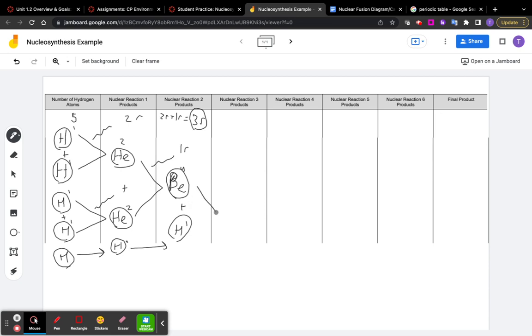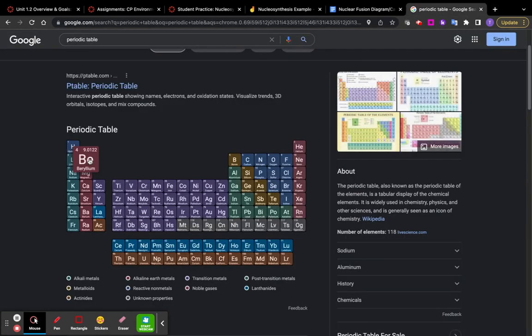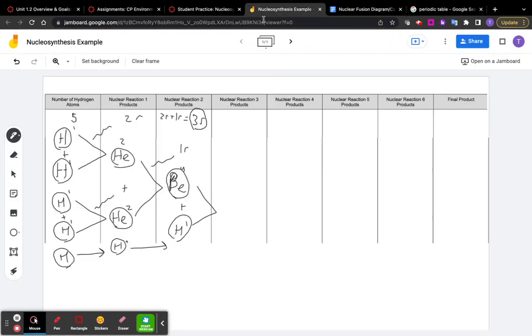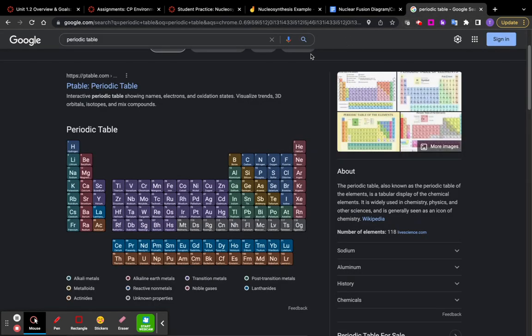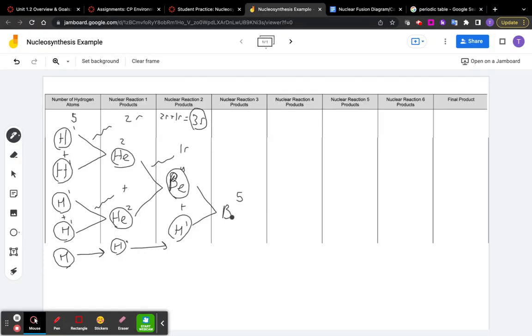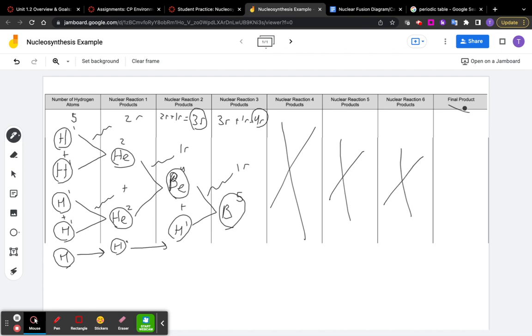And look, now we can fuse the beryllium and the hydrogen. Remember, beryllium has an atomic number of 4, hydrogen 1. Fuse them together, and it's going to create an atomic number of 5, which is boron. B for boron. And don't forget, it releases 1 radiation. So that's 3 radiations plus 1 radiation equals 4 radiations. And it looks like we're pretty much done. There's nothing else that can combine, so we're not going to use these boxes. We can put X's through them, like the directions say. And your final product is going to go here.